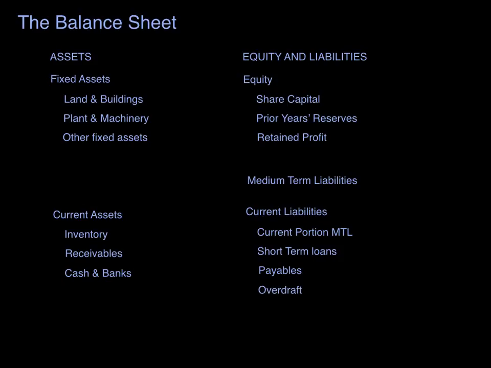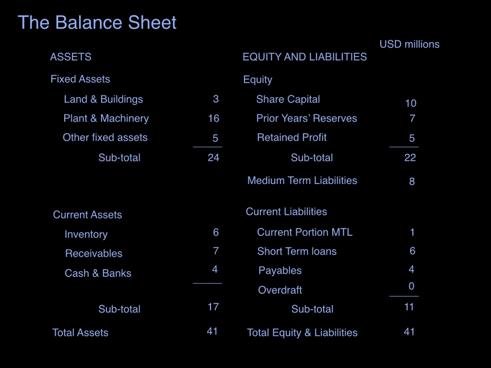The cash and bank figure in the assets column and the overdraft figure in the liabilities column are effectively balancing items. If cash is positive, then it appears as cash and banks. If cash is negative, then it appears as an overdraft. Let's add some numbers to provide ourselves with a realistic example for a medium-sized, moderately successful manufacturing company. You can see how both sides balance.